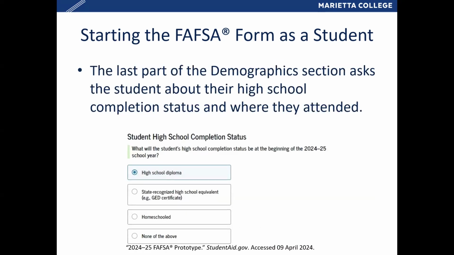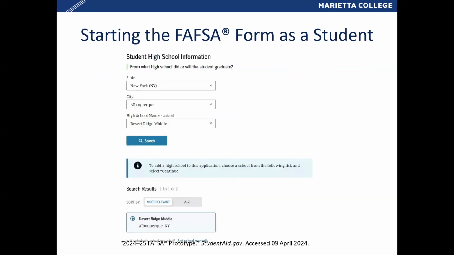The last part of the demographics questions asks the student about their high school completion status and where they attended. So if the student attended high school and then received a high school diploma, they will be additionally asked where they attended and graduated from. In addition, if the student received a GED, they can mark that as well, or if they were homeschooled. And here's an example of that search for the student's high school if a student received a high school diploma.